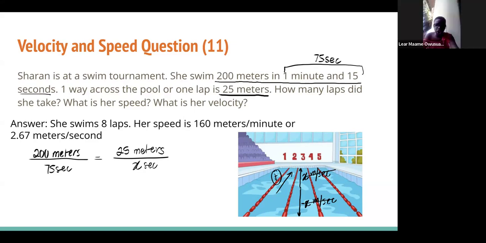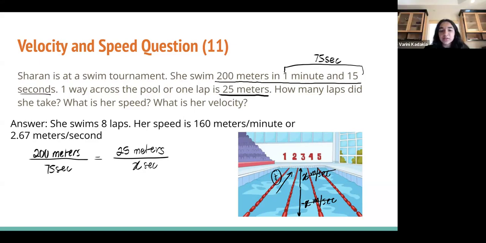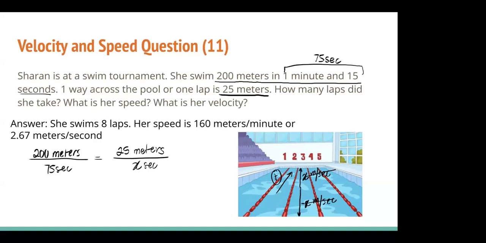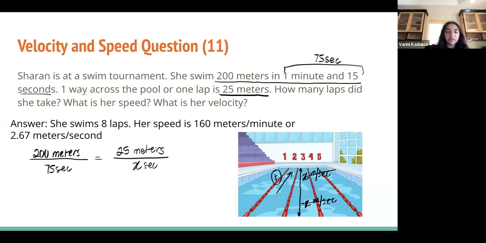Yes, no. Do you guys understand what I said? Like their ratios are equivalent? Yes, I understand. Yeah? Okay.